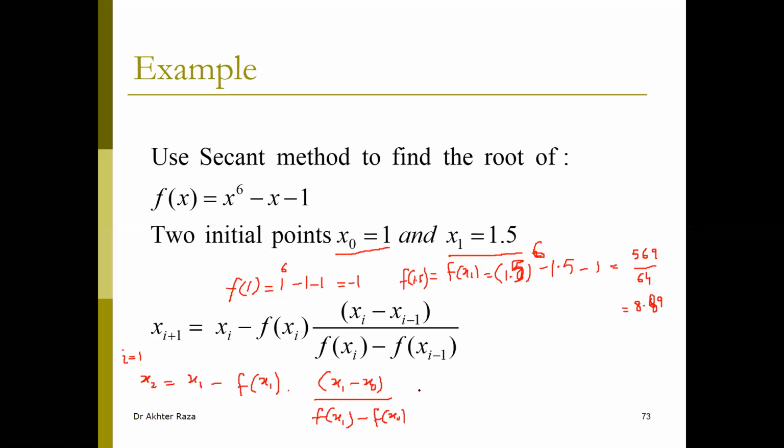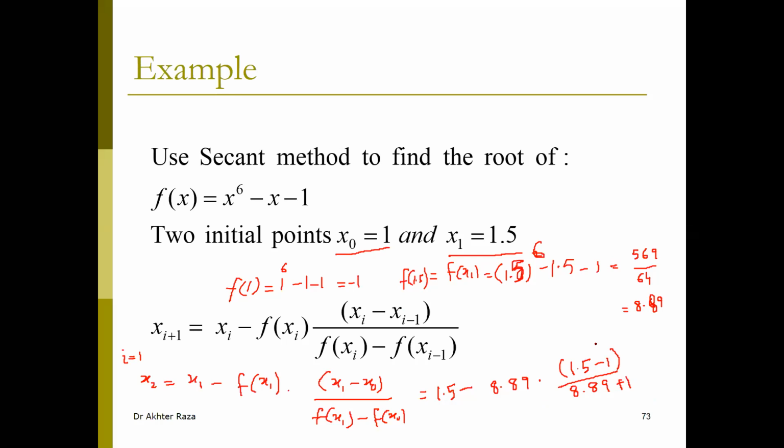And we have to calculate the next number. The next number can be calculated by x1. The value of x1 is 1.5, minus f of x1. f of x1 is 8.89, multiplied by x1 minus x naught, 1.5 minus 1, divided by f of x1, 8.89, minus f of x naught, which is minus 1. So minus and minus 1 becomes plus 1.